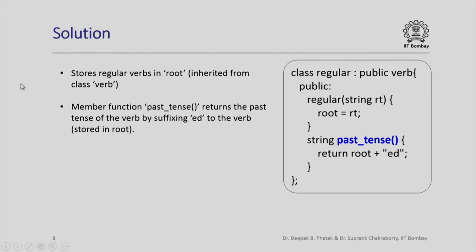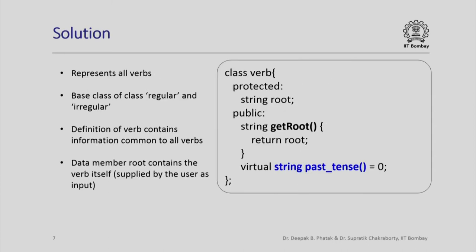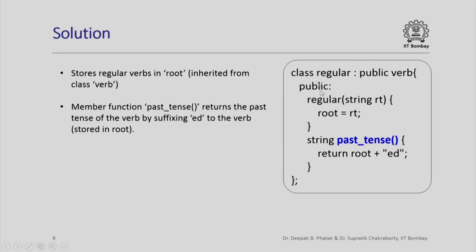Here is what a derived class of regular verbs might look like. This class is derived from the base class verb. This is the constructor. The constructor for this derived class takes a regular verb as a string and it stores that regular verb in the root. If you recall, the root was a protected data member of the base class, so it can be accessed inside the derived class.